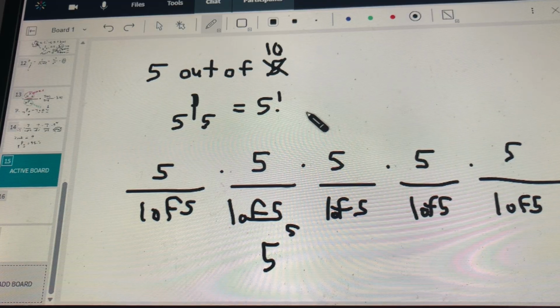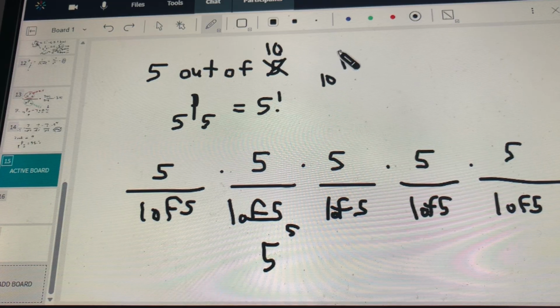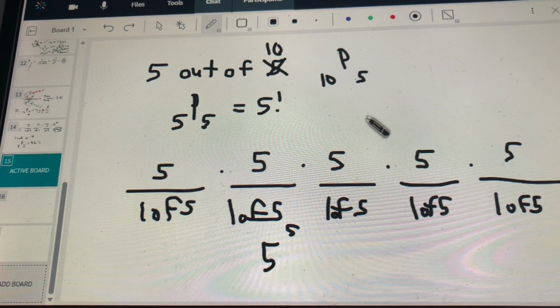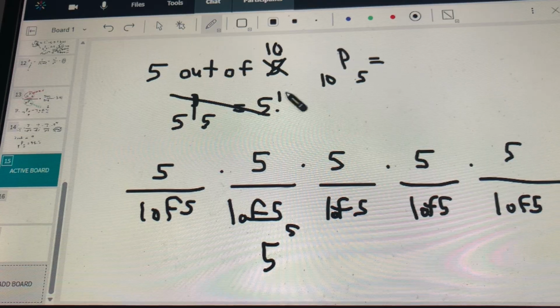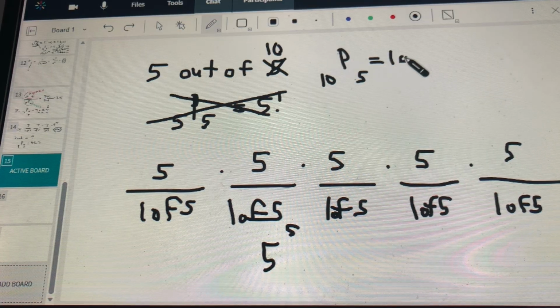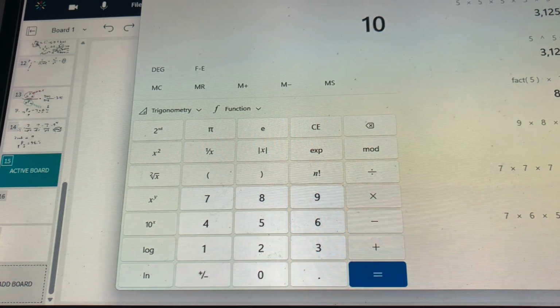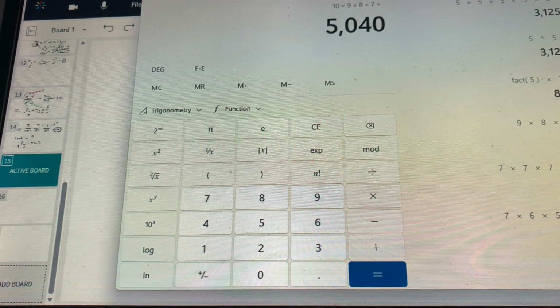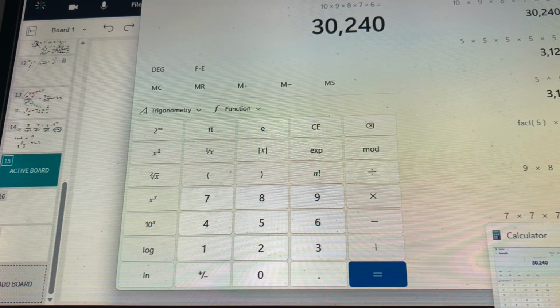It's 5 out of 10. There's 10 total digits to pick from, and I need to pick 5 of them. So the part 1 should be 10 permutation 5, not 5 permutation 5. So it's not a factorial actually. It's 10, 9, 8, stop after you have 5 numbers. So there, 1, 2, 3, 4, 5 numbers. 10, 9, 8, 7, and 6. So the first answer is actually 30,240.